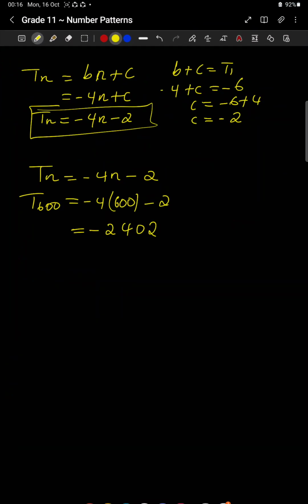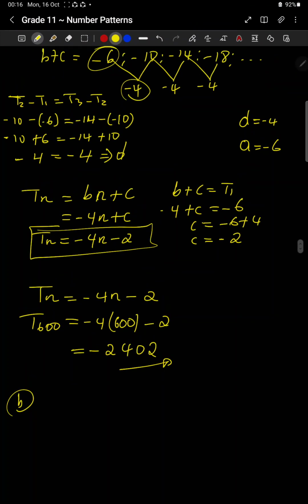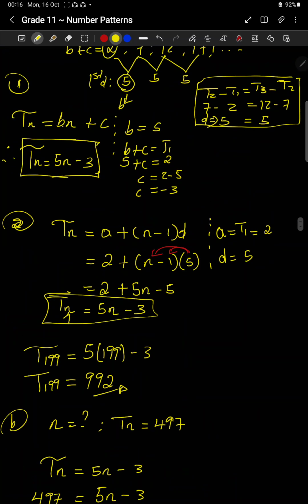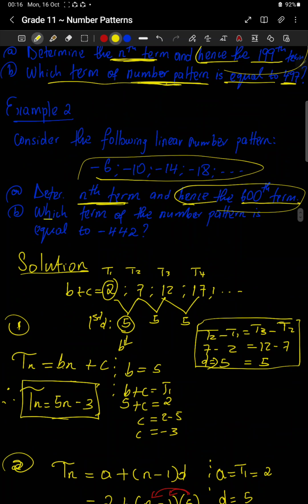Oh yes, 02, that's correct. So we've done now the first question. So we go to B, number B, that was A, and then B says which term of the number pattern is equal to those portion.